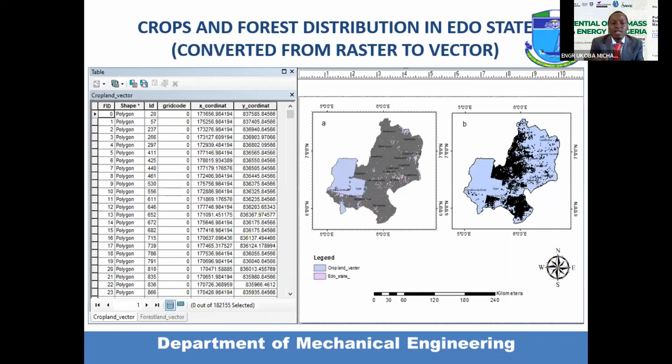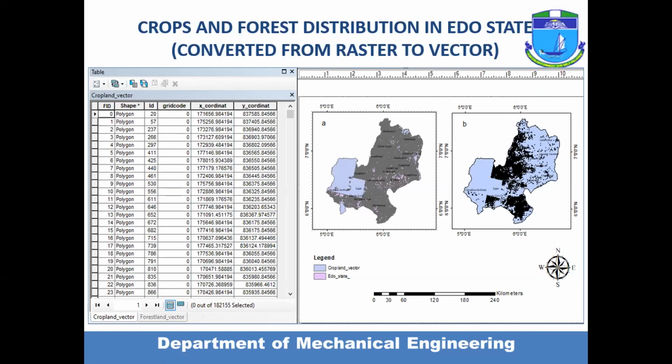Now, the images that are captured are presented in the form of raster data. And this raster data, after the classification, is converted into vector data, whereby we can now have the particular location, both the X and Y coordinates, as well as the longitude and latitude of these crop or forest areas. So if we check on the screen, you will discover that in total for the cropland vector, we have about 182,155 areas that have been selected or mapped out.